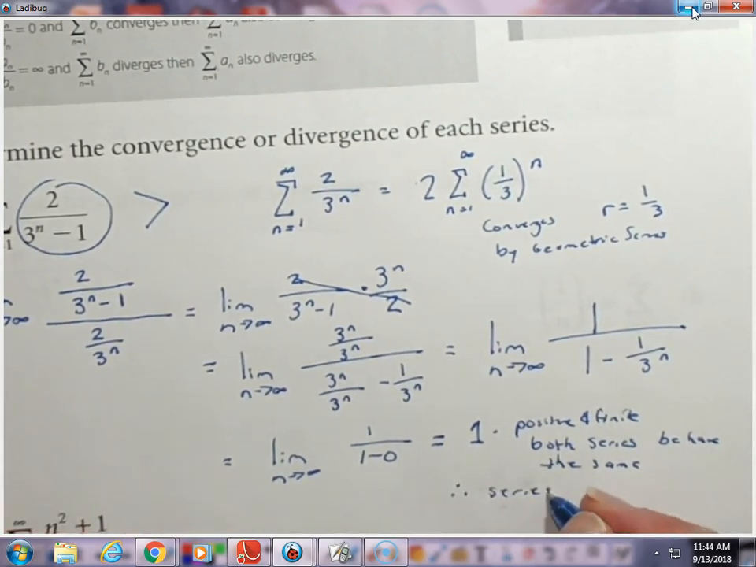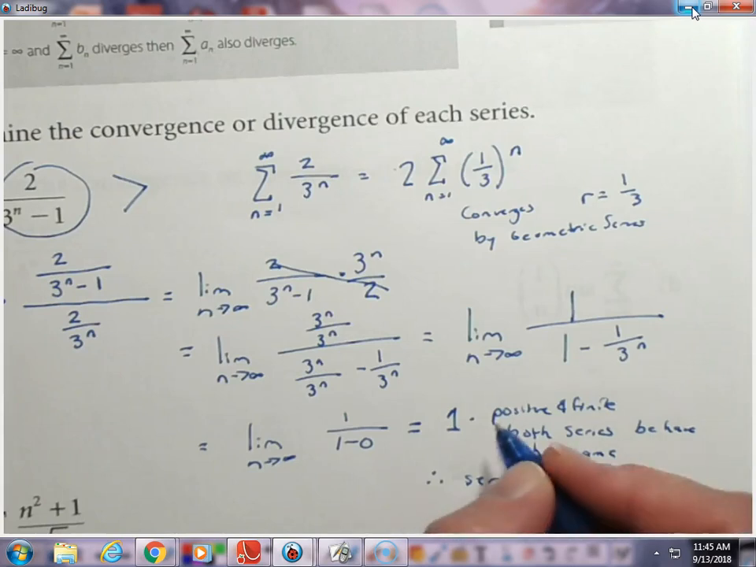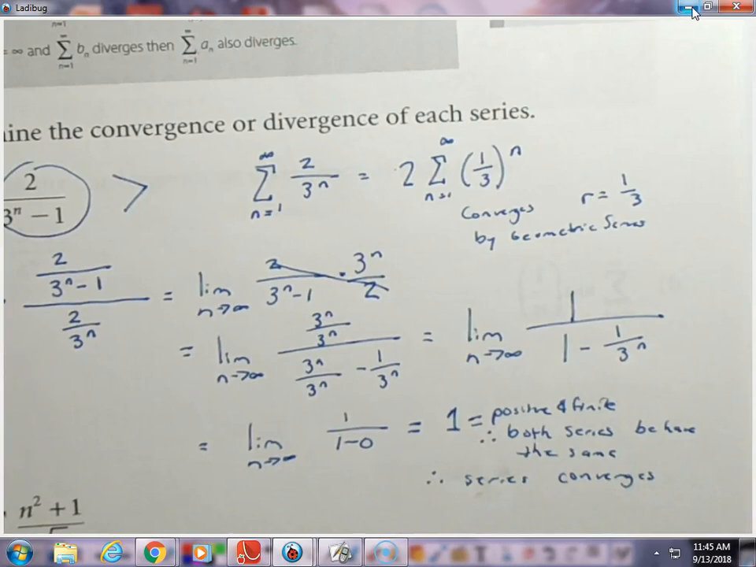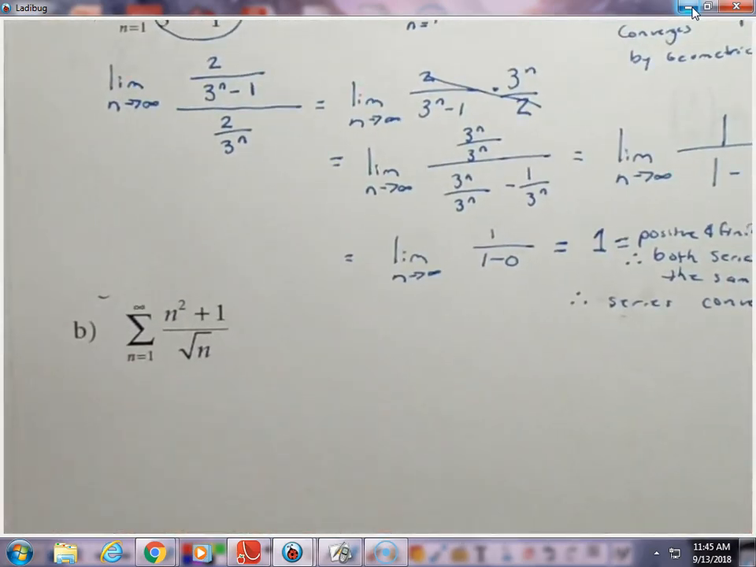Can you read us a little? Yes, at least I hope I can. Positive and finite, therefore both series behave the same. So that says both series behave the same, therefore the series converges, which is what I was comparing to converged. Okay? Alright. This next guy.